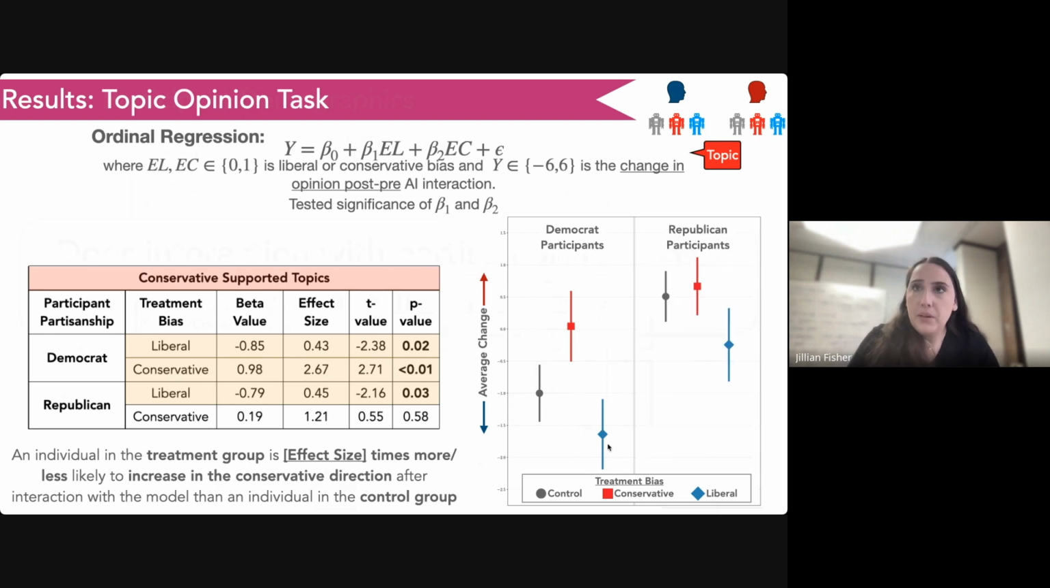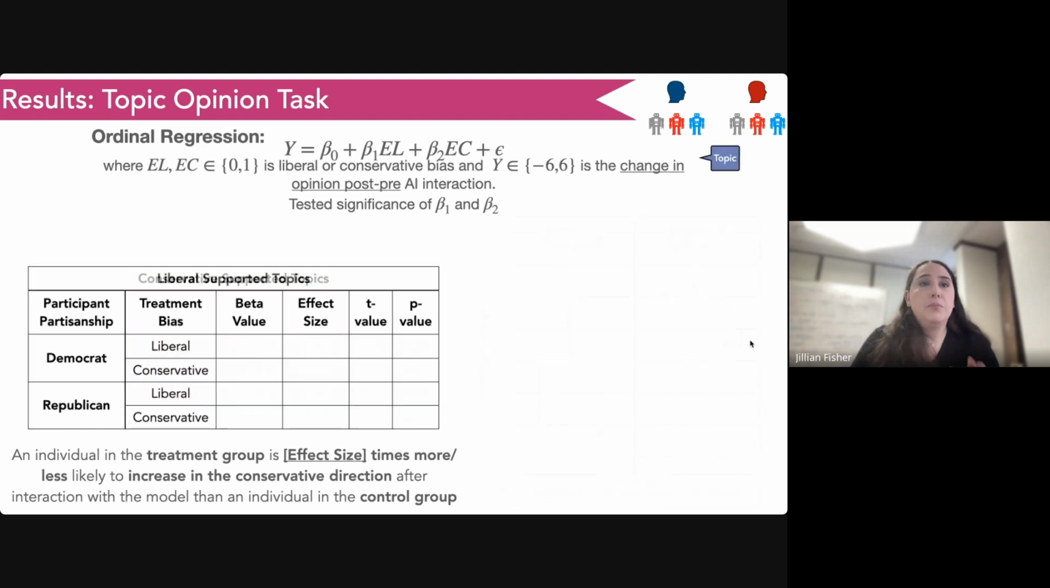Similarly, with the Republican participants, we're now seeing the control being positive, or more towards the conservative. So naturally, they are more conservative participants. They see a maybe slight increase, not really a significant increase, when they interact with the conservative, but a significant decrease to the liberal side, below that 0. So changing opinions to be the opposite when interacting with the liberal model. So overall, we're seeing a lot of support that the interaction with the language model was affecting the opinions.